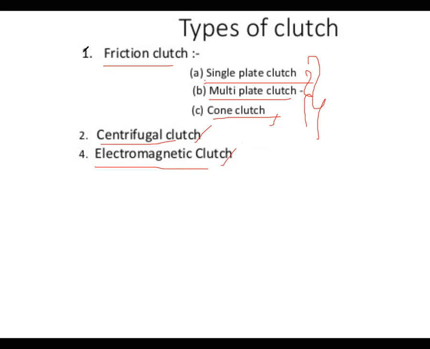Coming to the friction clutches, these are mechanical clutches. The centrifugal clutches are hydraulic clutches. And the third one is the electromagnetic clutch, which is nothing but the electrical clutch. So clutches have been modified into mechanical clutches, hydraulic clutch, centrifugal clutch, and electrical clutch, which is the electromagnetic clutch.